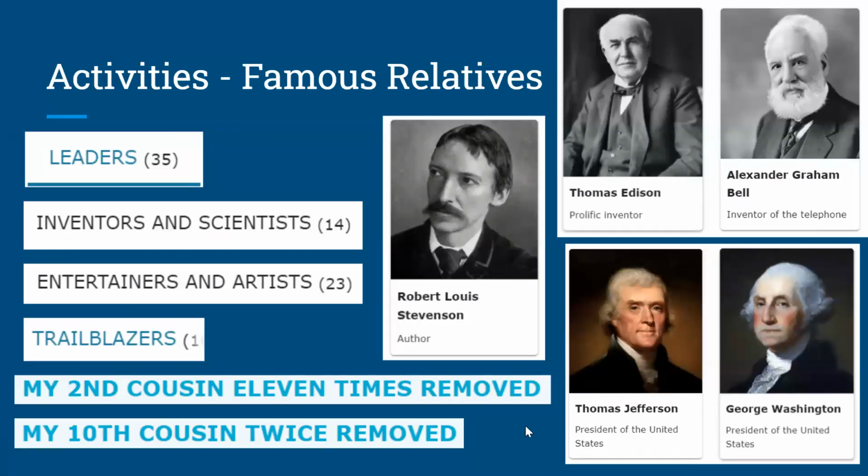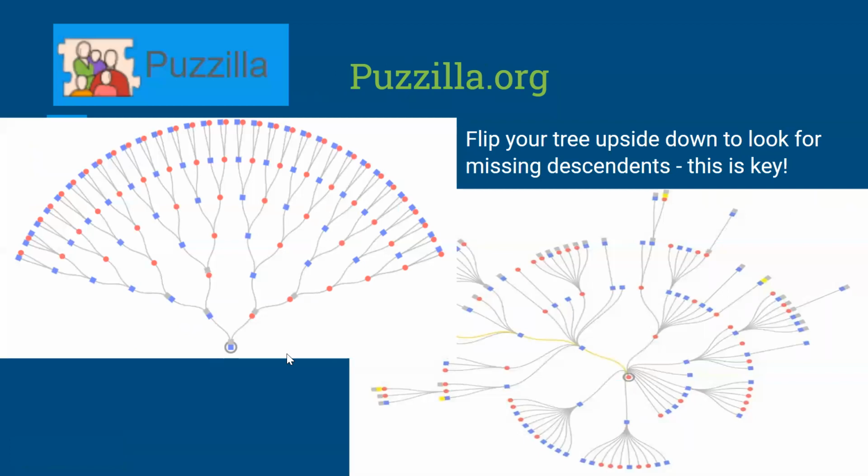Famous relatives. These are some of the famous relatives. You can see how you're related to inventors, scientists, entertainers, and it'll tell you, this is my second cousin, 11 times removed. I'm related to all these people on the screen here: Thomas Jefferson, George Washington. They might be my 10th cousin twice removed, but it just immediately pops that out, which is neat. Pozilla is another app that interacts with FamilySearch.